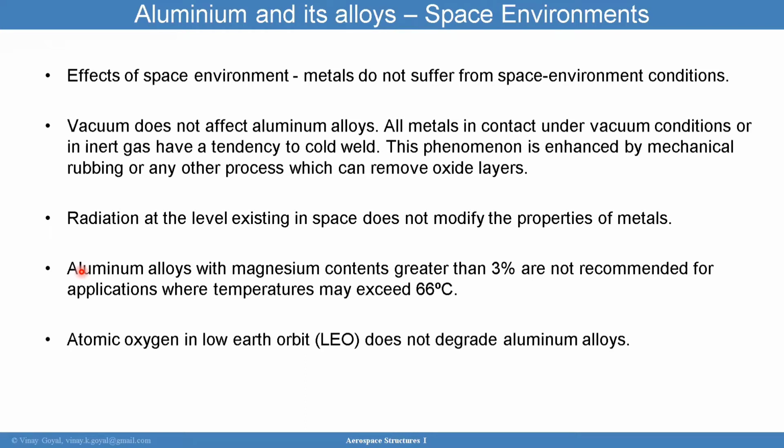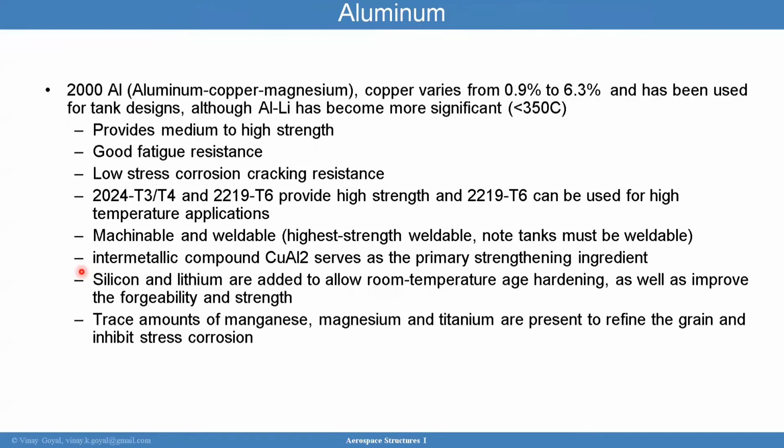Aluminum alloys with magnesium contents greater than 3% are not recommended for applications with temperatures that exceed 66 degrees. And atomic oxygen in LEO orbit does not degrade aluminum alloy. So very good to know. I want to step into each of these aluminums a little bit deeper.